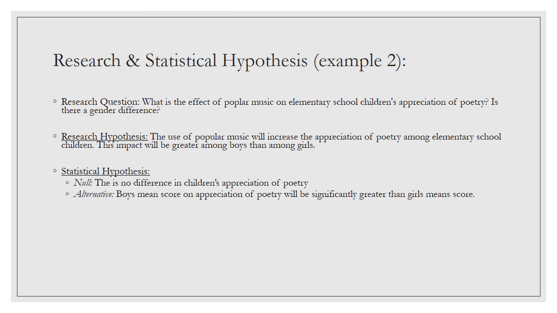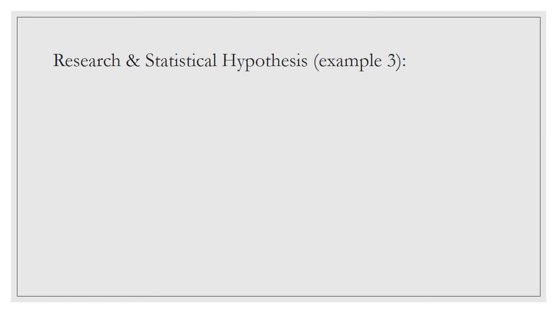Our statistical hypothesis, the null, is there's no difference in children's appreciation of poetry, and the alternative here is boys' mean scores on appreciation of poetry will be significantly greater than girls' mean scores. The independent variable is use of popular music, the dependent variable is appreciation of poetry, and the moderator variable is gender of girls and boys. Let's do one more example.